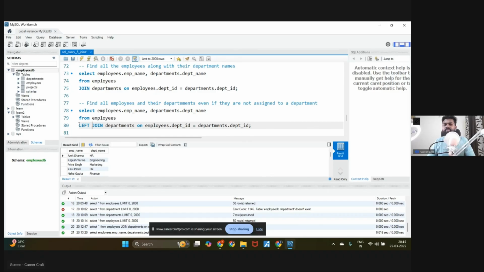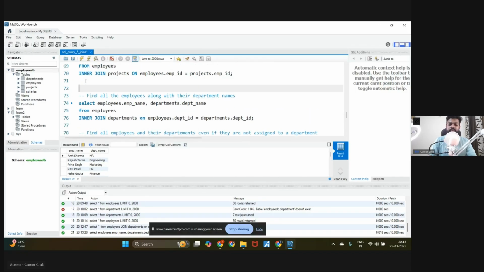Is it clear now, everyone? The use of left and inner. This should be very much clear with the below two examples, the left and inner use cases should be clear. Clear, guys, everyone? Can I trust now?